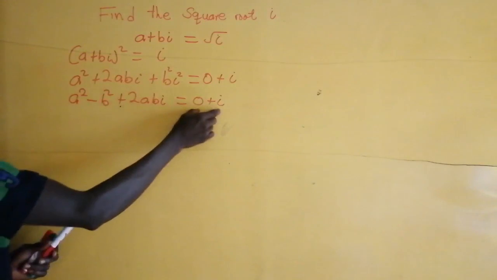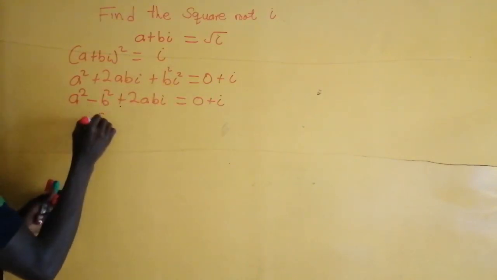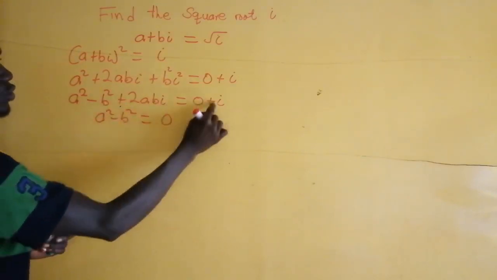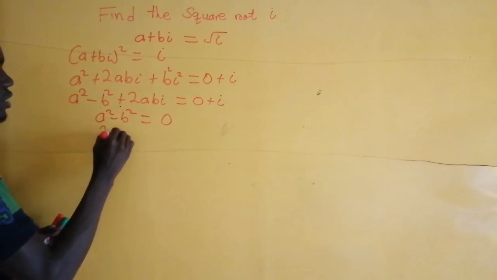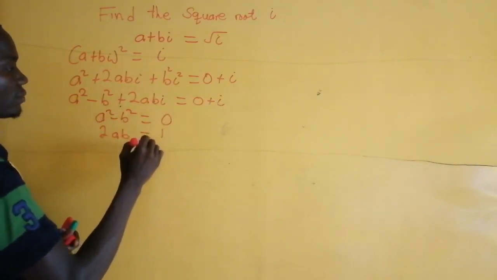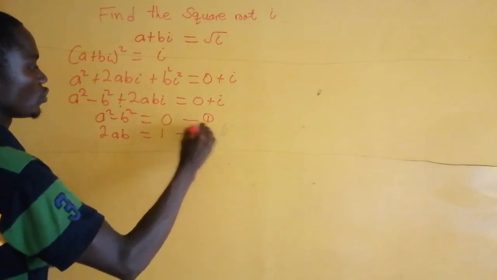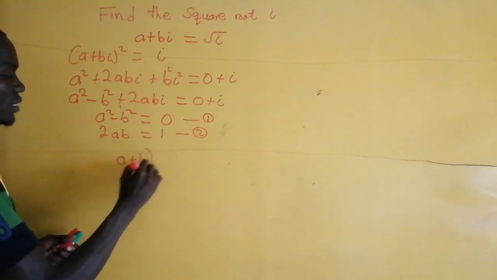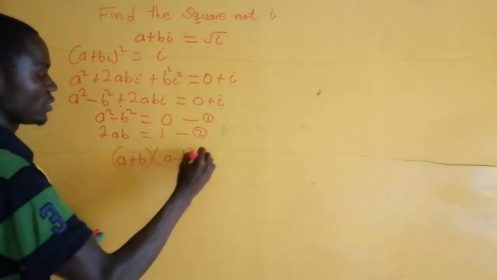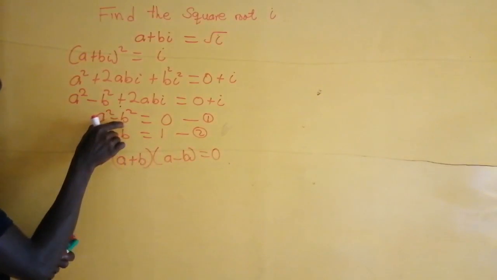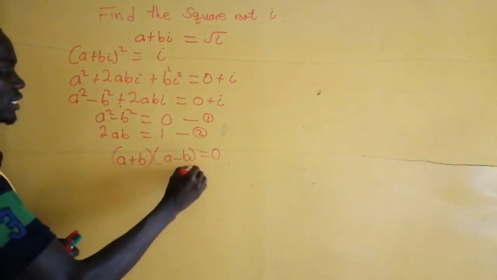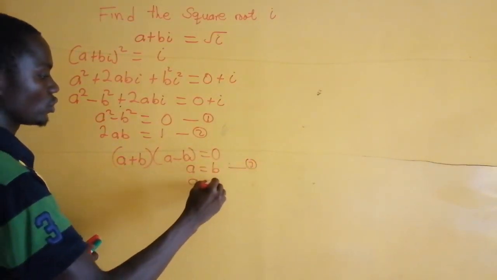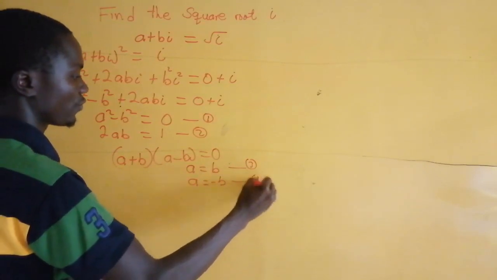Now, if we compare the real parts, a squared minus b squared equals 0. And the coefficient of i, that is 2ab equals 1. This is equation 1, this is equation 2. Now from equation 1, we can write (a plus b) times (a minus b) equal to 0. That is the difference of two squares. So here you will get a equal to b. Let's name this equation 3. a equal to negative b. Let's name this equation 4.